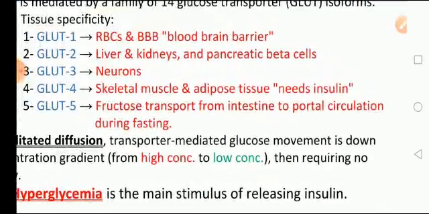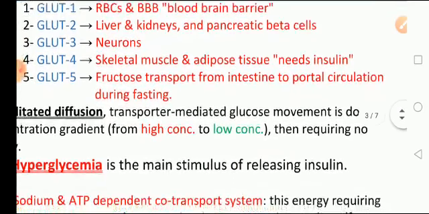Not all GLUT transporters need a signal from insulin. Some of them are insulin independent and the others are insulin dependent. So GLUT4 is insulin dependent. GLUT5, unlike the others, transports fructose and not glucose. They transport fructose from the intestine to the portal circulation during fasting. Portal circulation goes from the intestine to the liver.